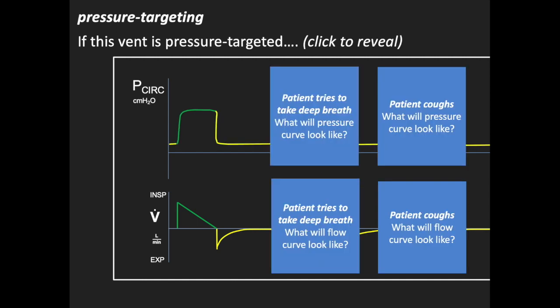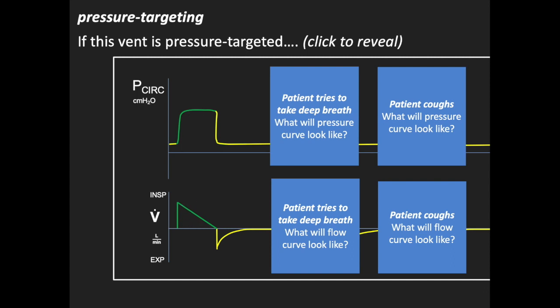Let's look at the same scenarios but now in a pressure targeted mode. If we're in a pressure targeted mode, that means that the pressure time curve is always going to look the same, or the ventilator is going to do its best job to always reproduce this pressure curve or maintain pressure at this level throughout inspiration, flow be damned.